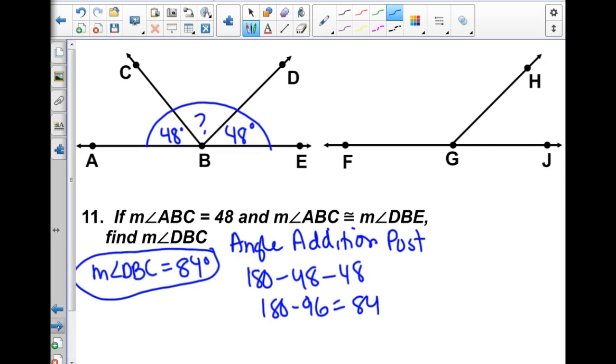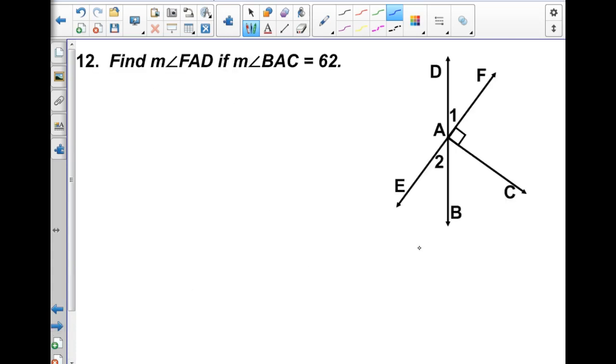Find the measure of angle FAD if the measure of angle BAC is 62. So we have to look at the diagram. You see that there's a 90-degree angle here. That box means 90, of course. FAD is angle 1, and it says BAC is 62. So I want to know this. What do I know about angle DAB? I don't know why there's no dots on these. It's a straight angle. So these three angles add up to 180 degrees.